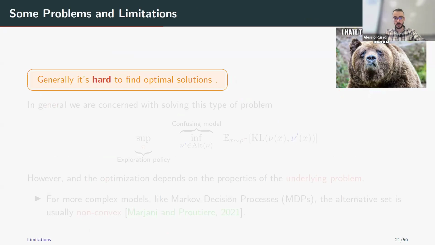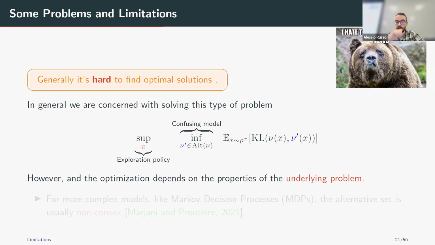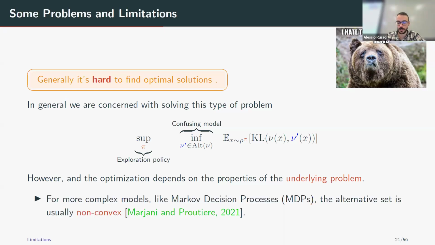So depending on the problem, we might have different solutions. And in general, it's also hard to solve this max-min problem. It's hard because maybe sometimes this set of alternatives is non-convex, but in general, even solving a max-min problem is computationally difficult. So it's not easy, and it depends on the problem that we need to solve every time. For example, in Markov decision processes, the alternative set is usually non-convex, which is what we have seen in the last few lectures.